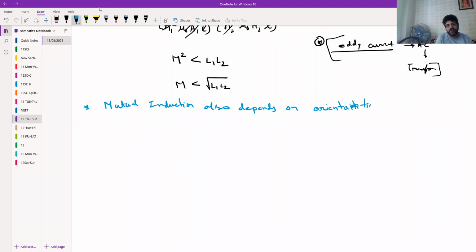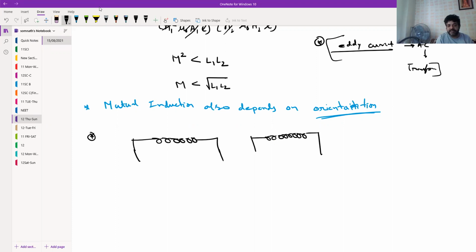Orientation. What do you mean by orientation? Orientation means how you place them. What do you mean by how we place them? Suppose I'm putting two coils. This is the first coil and this is the second coil.